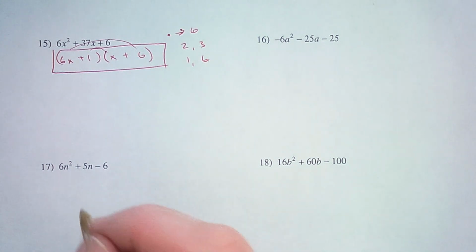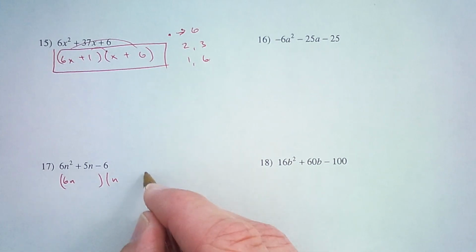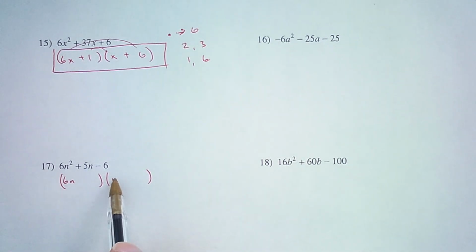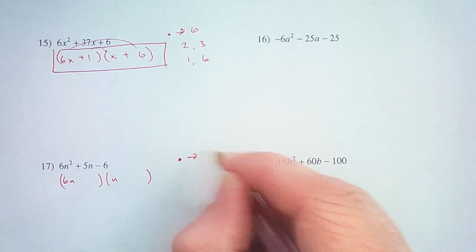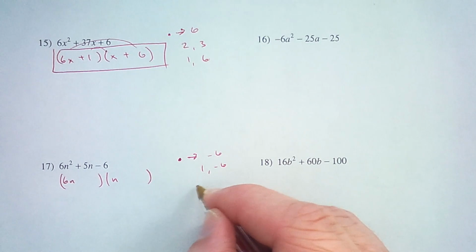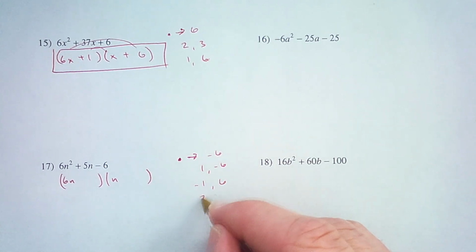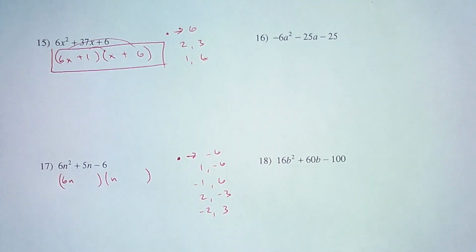And then number 17. So we've got 6n and n. And if 6n times 1n doesn't give me anything that works, then maybe it's a 2n and a 3n. So I need to multiply two numbers to make negative 6. So that's 1 and negative 6, or negative 1 and 6, or 2 and negative 3, or negative 2 and 3. Okay, and I need them to add up then to 5, my outside and inside.